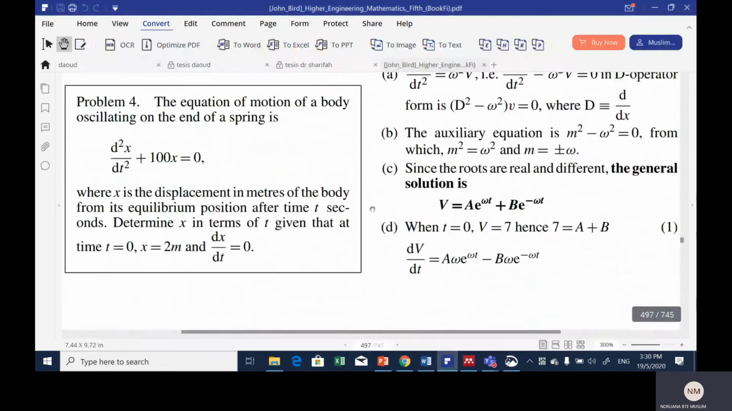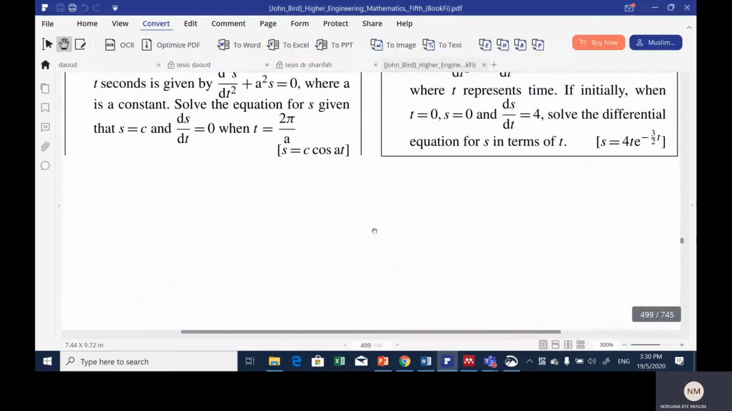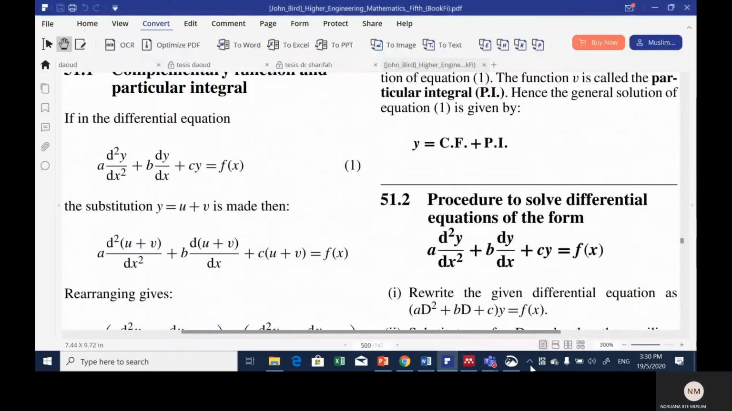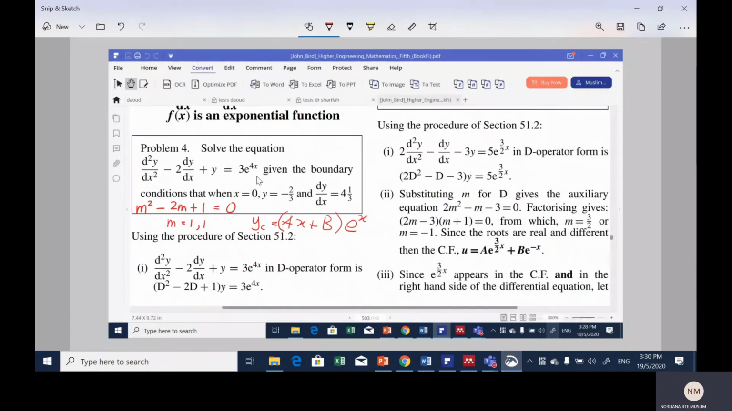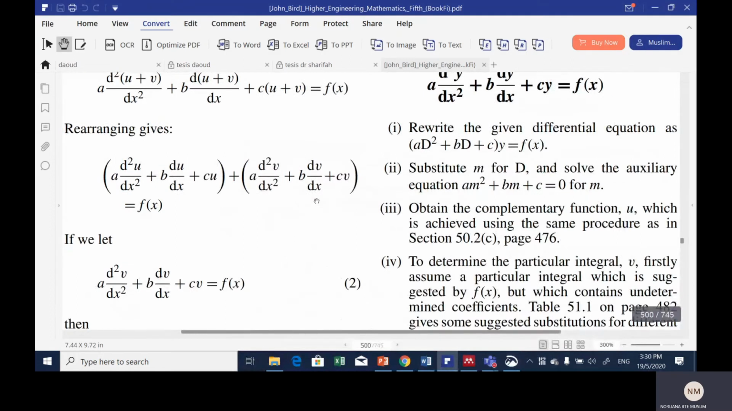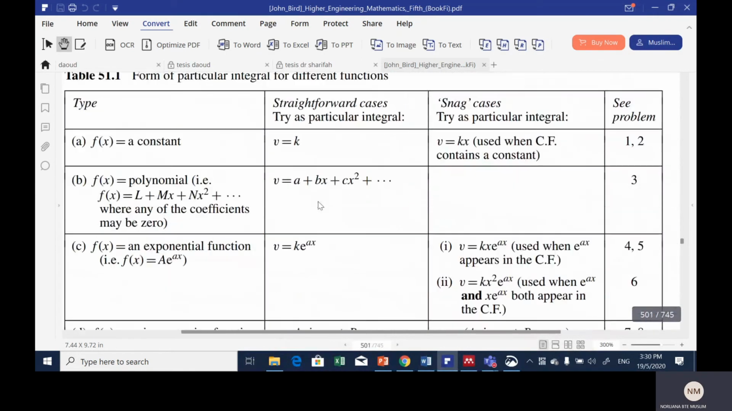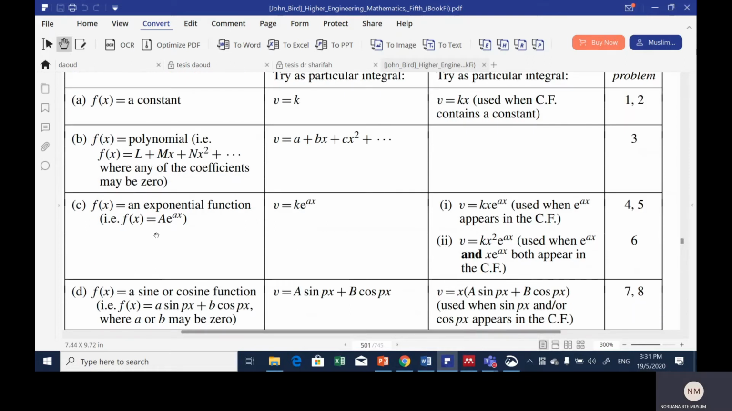We have identified the complementary function, and then we are supposed to refer to the table. The right hand side that we have is e to the power 4x, so it is a function in terms of exponential. Then we refer to the table regarding the right hand side. There are 3 types. Before we proceed to the particular function for problem number 4, I'm going to explain which particular function we are going to use, and the difference between the first and the third one.